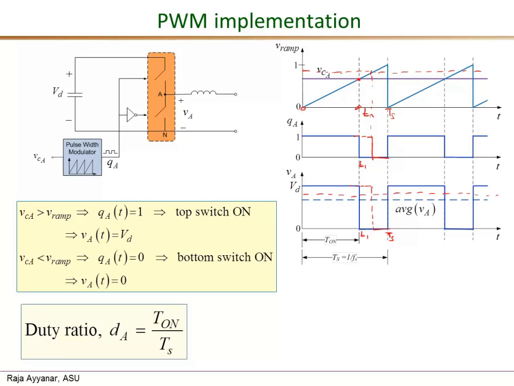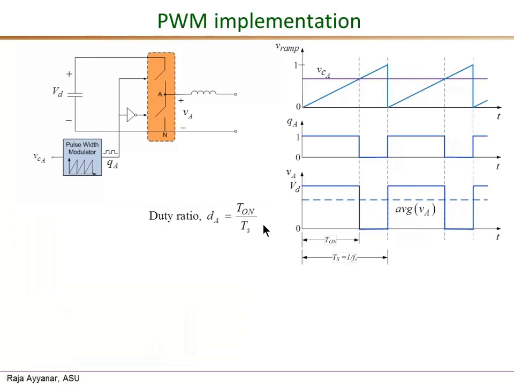And of course, a similar thing will happen in the second cycle as well. So QA would remain high, or remain 1, for a longer duration, and so would VA remain at VD for a longer duration. So it's also relatively straightforward to derive the relationship between this control signal VCA and the duty ratio of this bipositional switch. So we can write the Vramp mathematically as shown here.